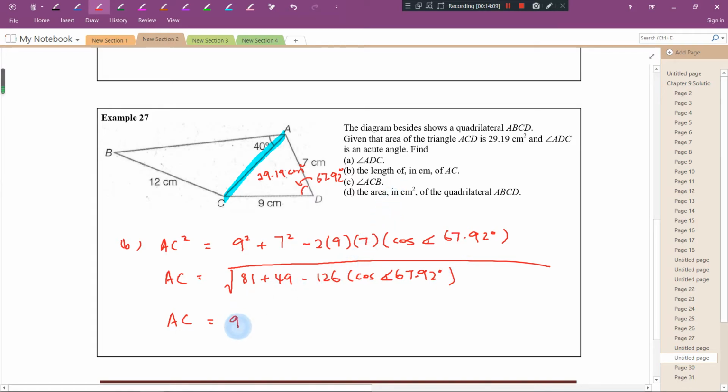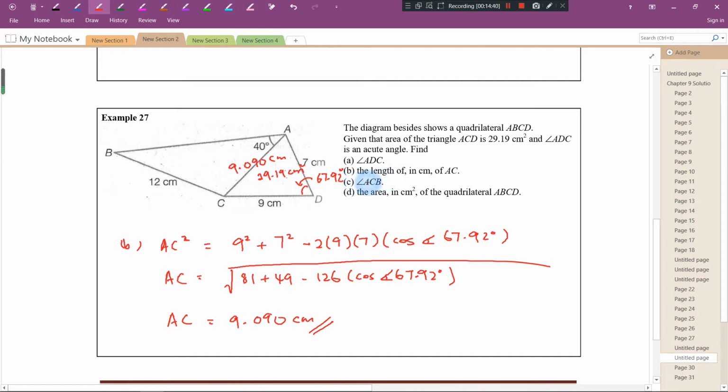The answer is 9 point, and correcting it to 4 significant figures, it will be 9.090. Let me label it first. Once we get the answer, I suggest you label it onto the diagram because it might help you to solve the next part. Okay, now let's go to the next part.